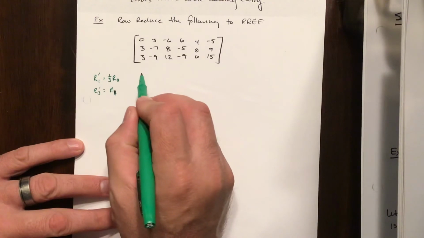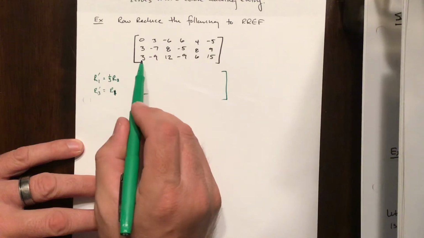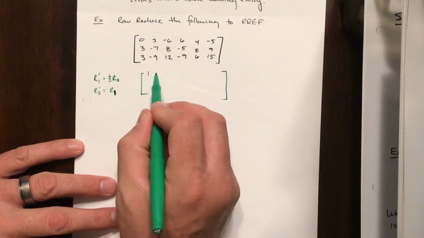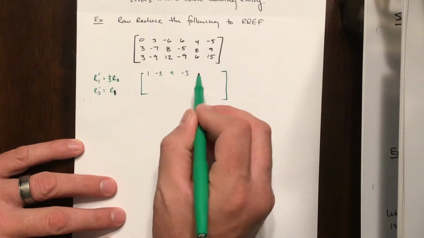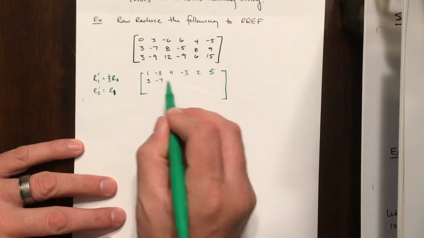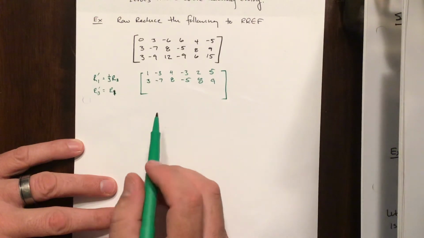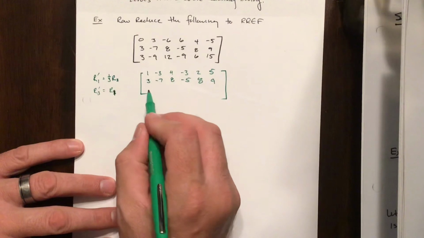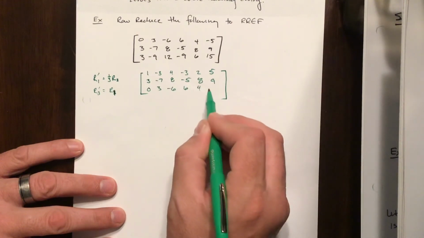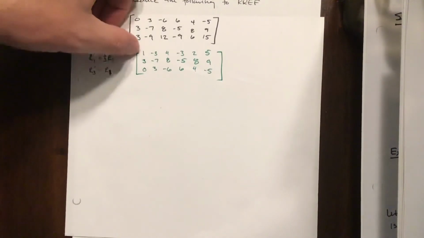So let's see. What does this turn into? Taking the old row 3, dividing it by 3, and putting it in my new row 1. So it's 1, -3, 4, -3, 2, and 5. Row 2, nothing happens: 3, -7, 8, -5, 8, and 9. And my new row 3 is my old row 1. That's 0, 3, -6, 6, 4, and -5. Okay, now I have a 1 in the upper left-hand corner.